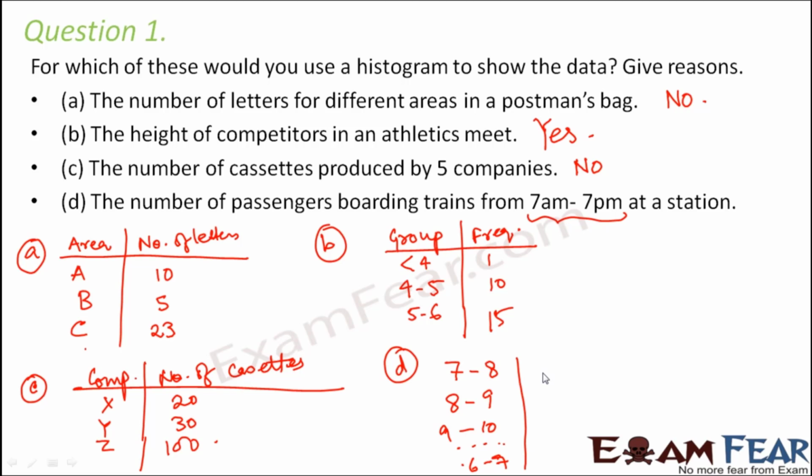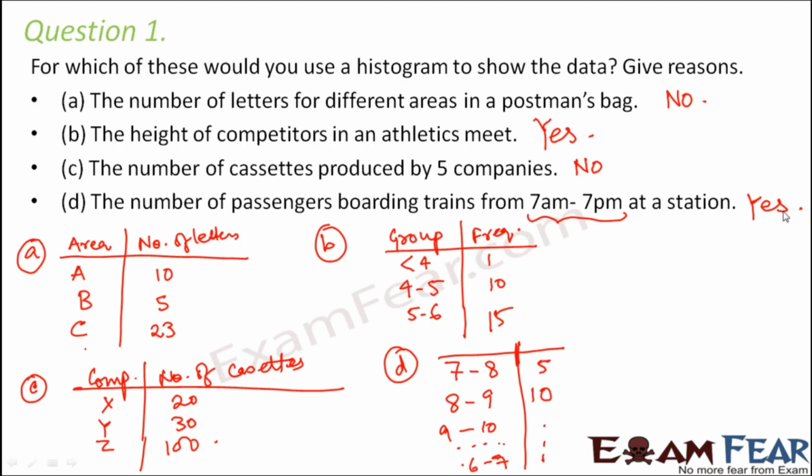to 7 p.m. Now for each of these groups, you will have a frequency, like maybe 5 passengers during this time range, maybe 10 passengers between 8 a.m. to 9 a.m. and so on. So here again, you can have a grouped frequency distribution. Therefore, yes, we can use a histogram to show this data.